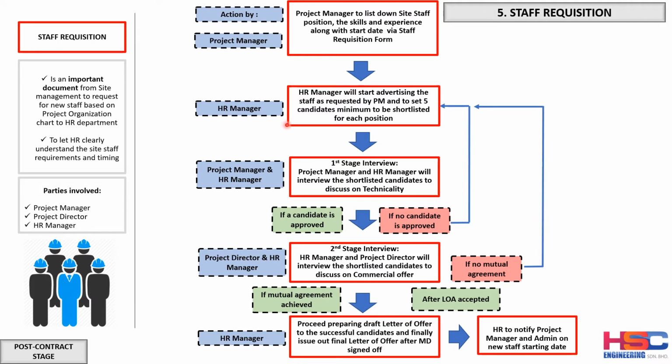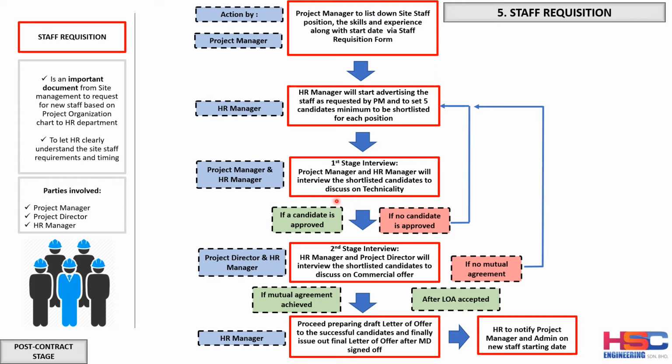And then once the HR manager receives this staff requisition form, the HR manager will start advertising the staff position as created by the PM and set five candidates minimum. This is just our suggestion. The more the better that we can shortlist, but it depends on the timing and the duration they have. So the longer we take to shortlist and select the staff, the better. We must not rush to engage any staff. There are a lot of things that need to be considered.